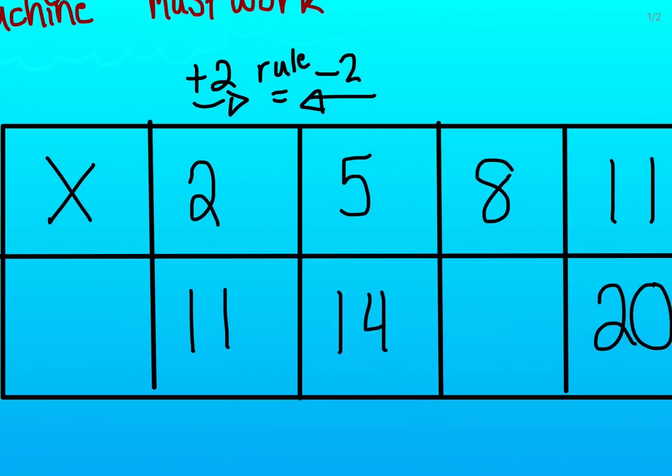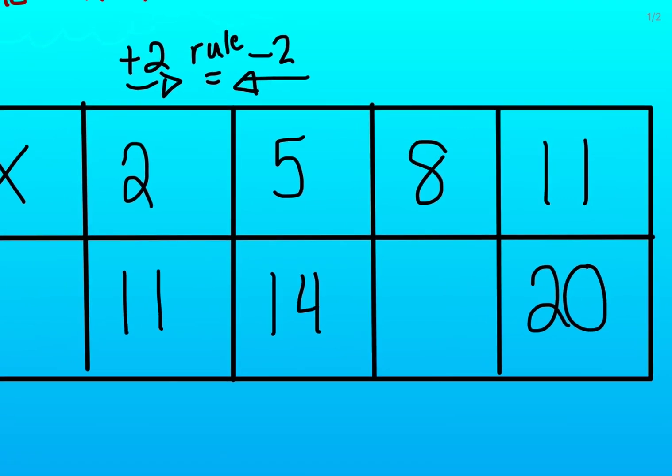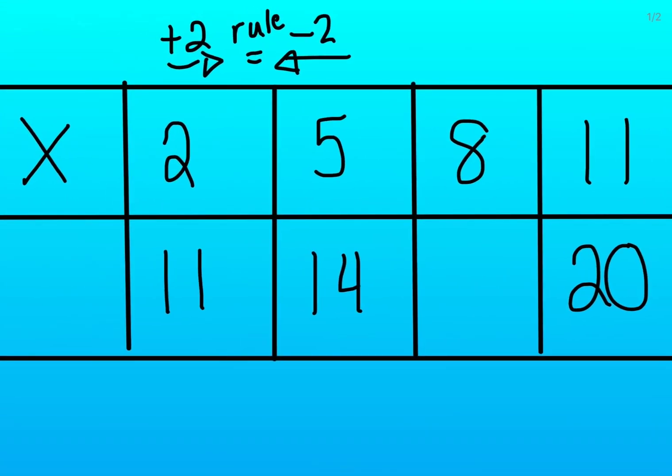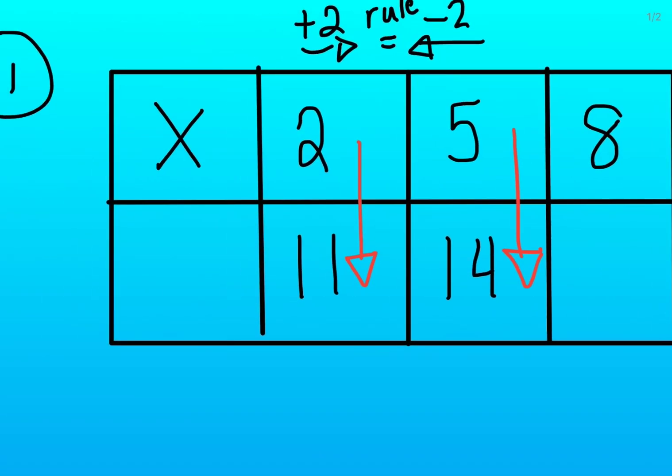Now this is one that's set up horizontally, and I tell students to think about all these numbers on the top, all of your x's, as a load of clothes that you're throwing in a washing machine. It's going to go in a 2 and come out an 11. It's going to go in a 5 and come out a 14. It's going to go in an 11 and come out a 20. The question is, what was the washing machine set to?